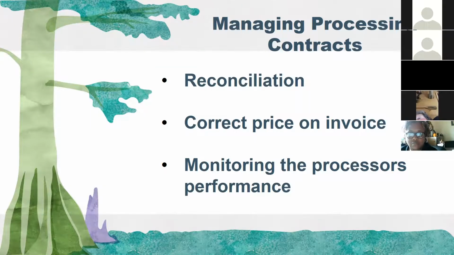For managing processing contracts, there are specific requirements. You must complete a reconciliation of the amounts of USDA products sent to the processor and the amount of product received by the SFA from the processor. The bid price must be correctly reflected on each delivery ticket or invoice, and the SFA must continually monitor the processor's performance.